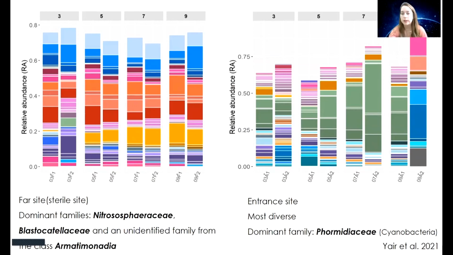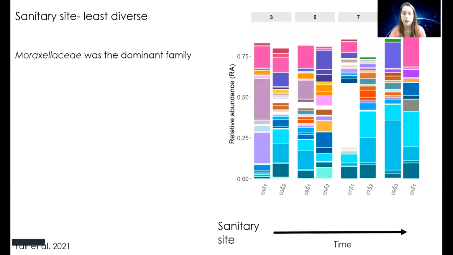The entrance site that you can see on the right was the most diverse site of all 3, with rapidly changing composition, which aligns with it being the most visited site. Some taxa were rather stable in all time points. The far site that you can see here on the left had relatively high and stable diversity across all time points. The sanitary site was the least diverse site, with particularly low diversity observed for some samples taken on the 7th and 9th day, something that we saw also in the entrance site.